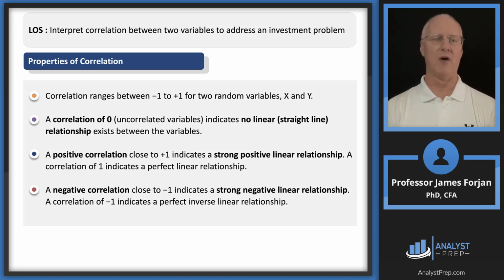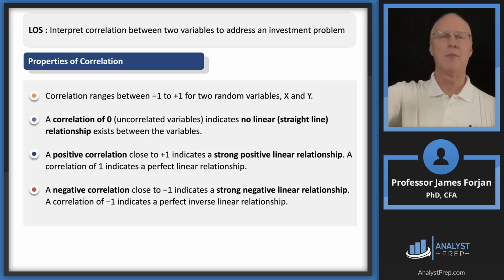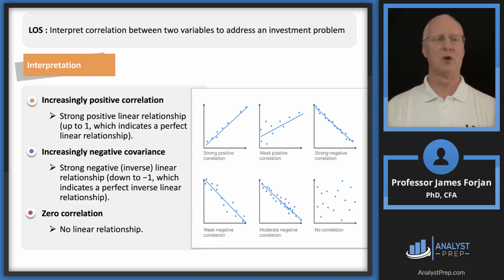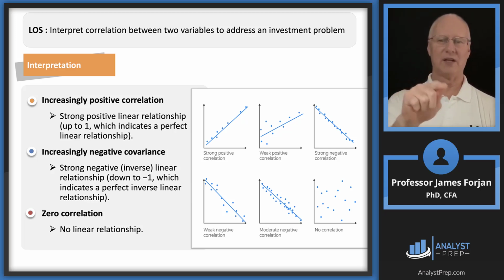So here's a summary of what I was just describing. No linear relationship with a correlation of 0, but there is a linear relationship when it's positive, and a linear relationship when it's negative. Just think upward sloping and downward sloping lines. Here we go. We've got a couple of graphs over there on the right. Strong positive correlation: look at that first one. What are all those things right there? They're right on top of the line.